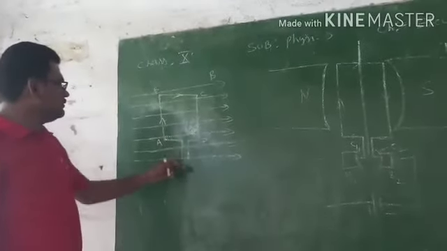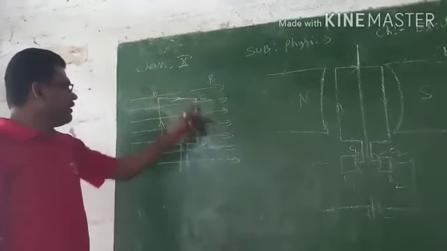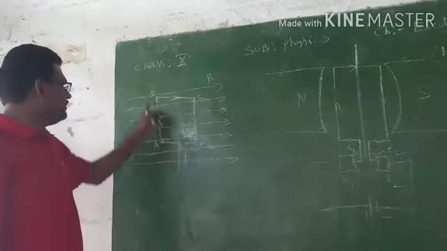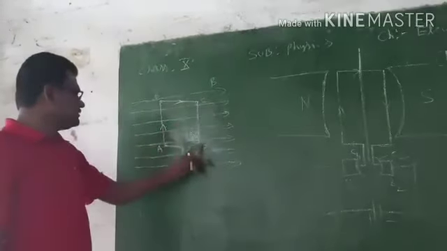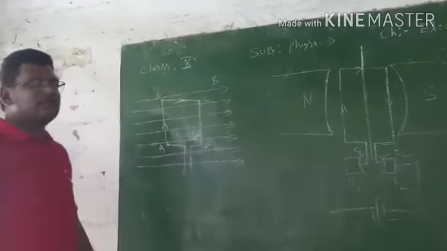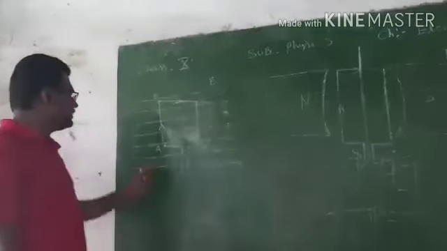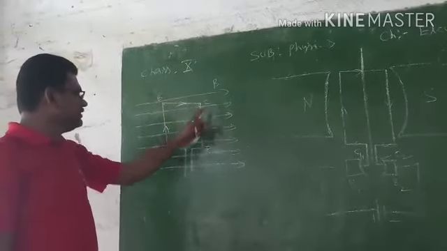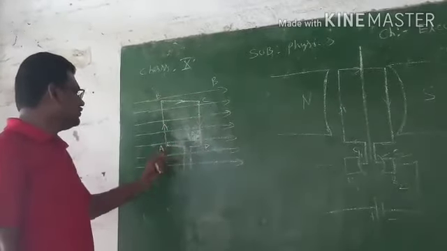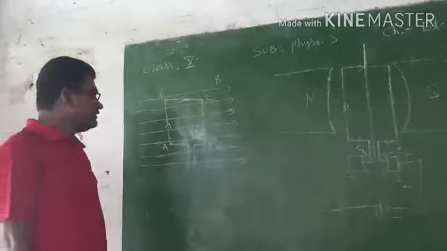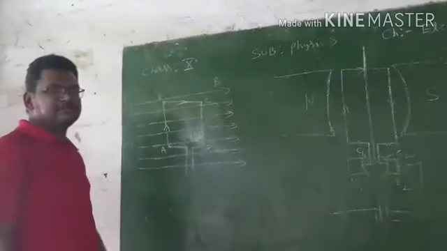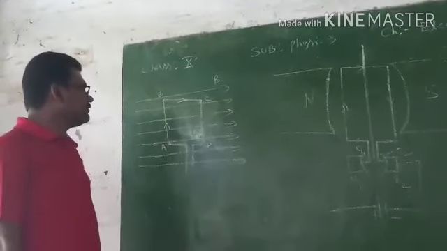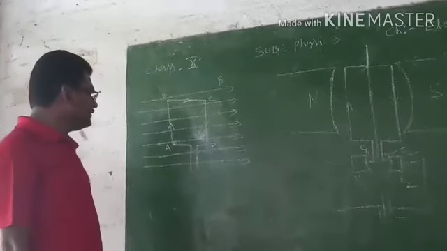So here there is a rectangular wire. So AB, BC, CD, DA. So here assume that the current is flowing from A to B, B to C, C to D, D to A. Now let's see here what happens in the presence of a uniform magnetic field.